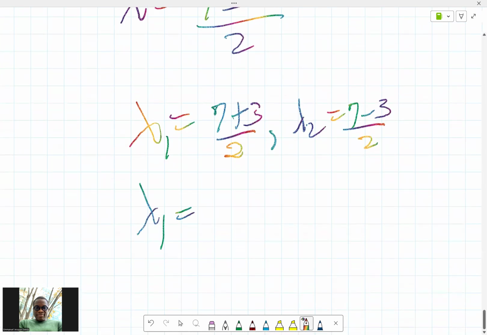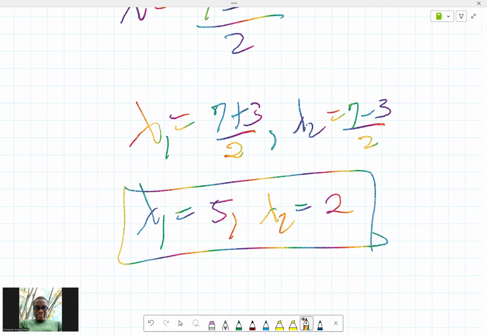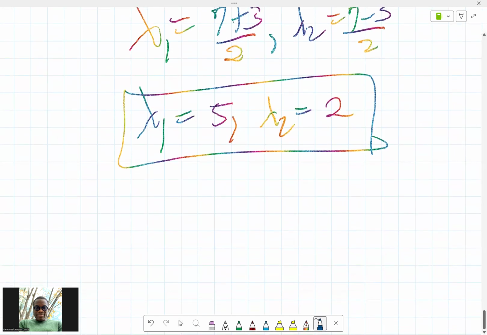So lambda is equal to 7 plus 3 is 10, divided by 2, that's 5. And the second one, lambda 2, is 7 minus 3, 4, divided by 2, that's 2. So these are the values of our lambda. These are the eigenvalues which we are looking for.